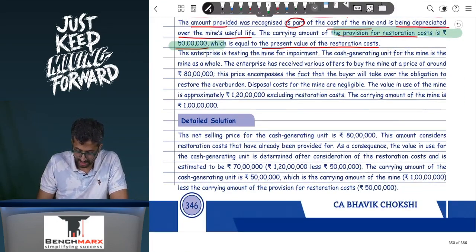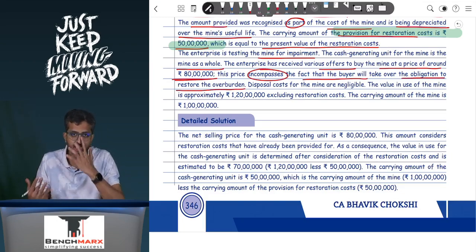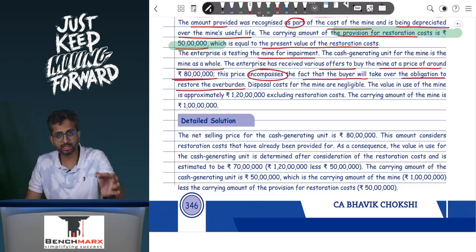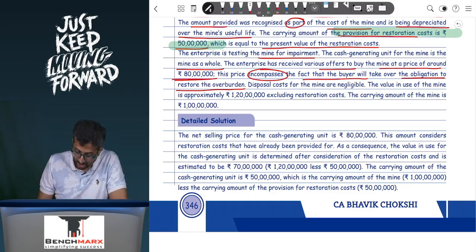The enterprise is testing the mine for impairment. The CGU for the mine is the mine as a whole. The enterprise has received various offers to buy the mine at a price of around 80 lakhs. This price includes the fact that the buyer will take over the obligation to restore the overburden, which means 80 lakhs is paid for whom? Is it paid for the mine alone or mine along with the site restoration obligation? Sir, both. Disposal costs for the mine are negligible.